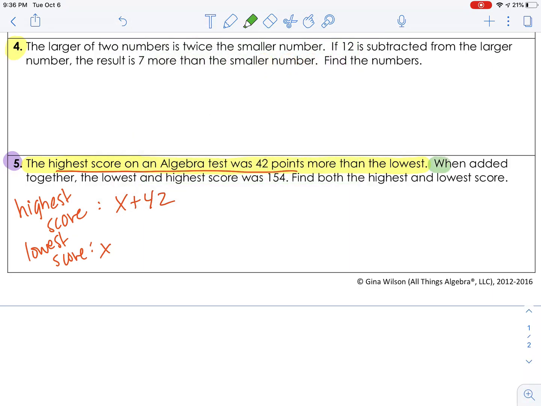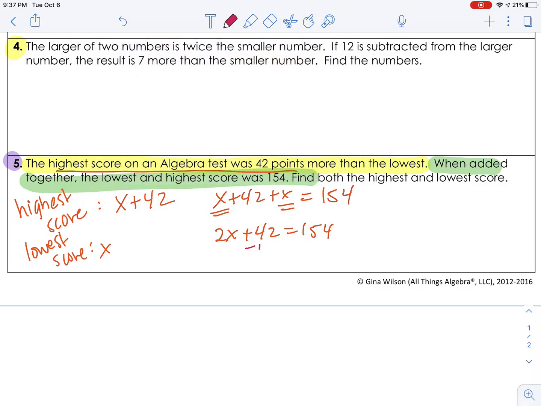I've set up the variables. When added together, the lowest and the highest score was 154. So I need to add the highest and the lowest score together, x plus 42 plus x, and that's supposed to equal 154. Combine like terms, x plus x is 2x. Then from here, we need to subtract 42 away from both sides. 2x equals 112. Divide both sides by 2. And x is 56.